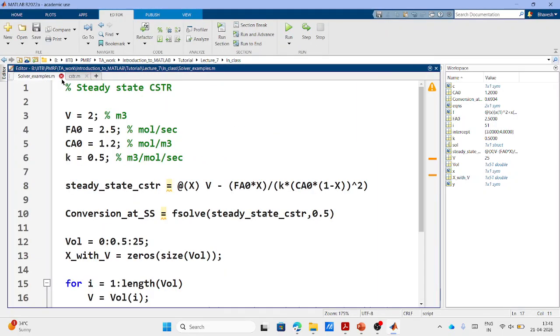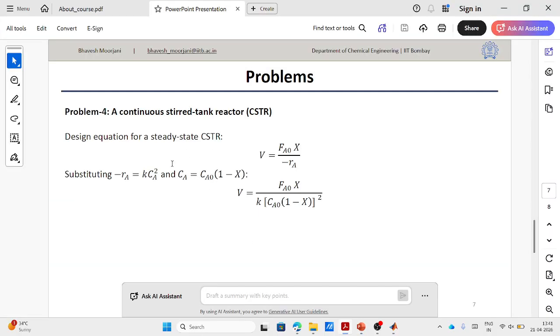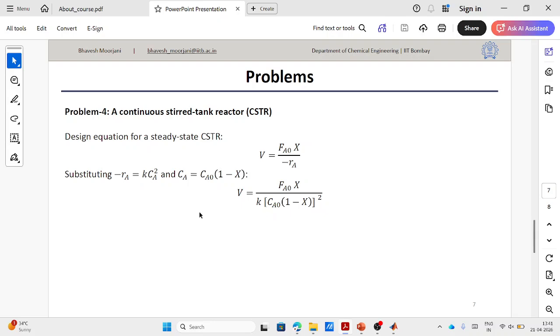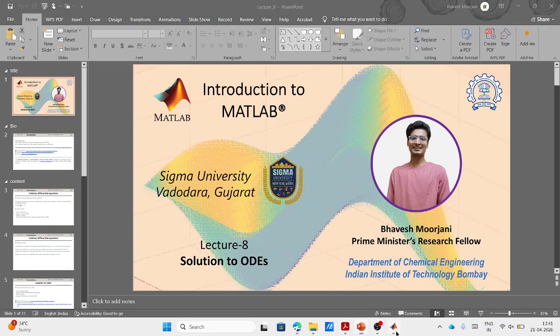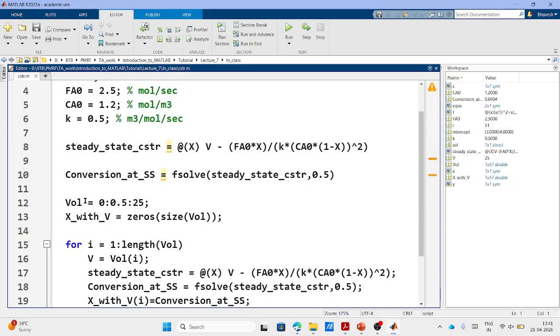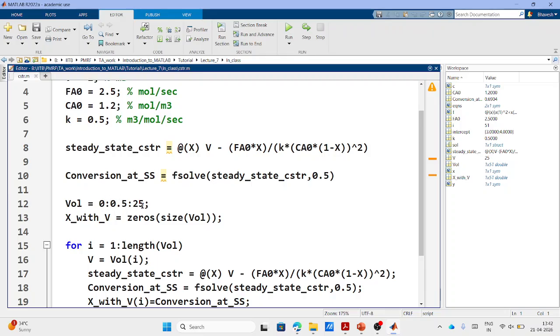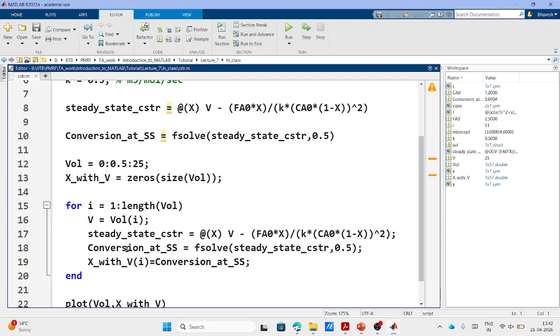And another example that we were looking at was the steady state CSTR, right? So we were solving this steady state CSTR equation through the fsolve command, right? What we were doing is looking at the change in the volume of the CSTR at an increment of 0.5 meter cube, and what should be the corresponding steady state concentration, right? And then we were not observing any change.